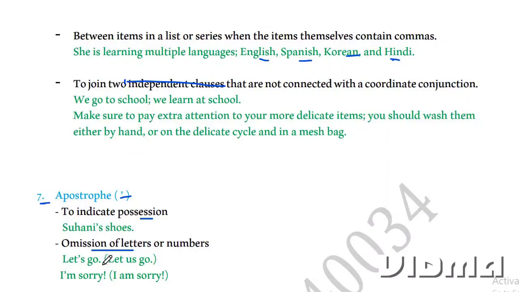Example, let's go. So this is apostrophe and then s. There is omission, like let us go. In the place of let us go, u is missing and we have added apostrophe and then s. So let's go. Next, I am sorry. In the place of I am sorry, we have written here I'm sorry.